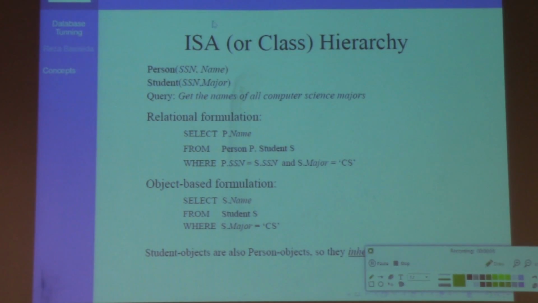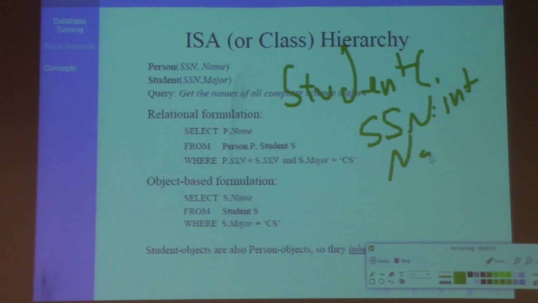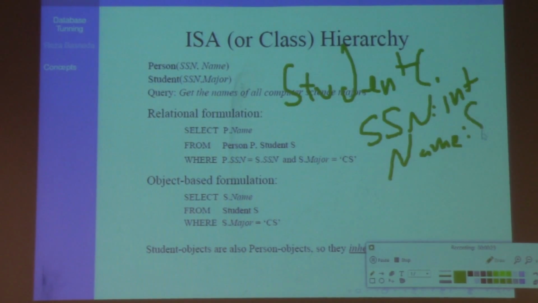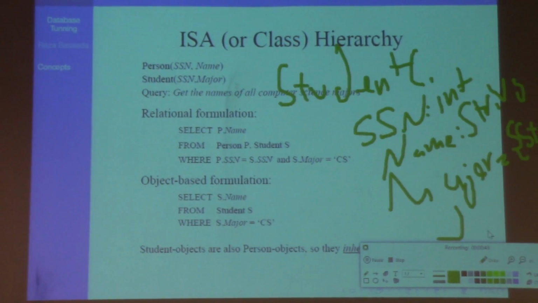So then a student is a person with a social security number, which is an integer, and name is a string, and also major. What is the major? String. No, it's a set of strings, right? So that it's possible that one person has several majors, right?